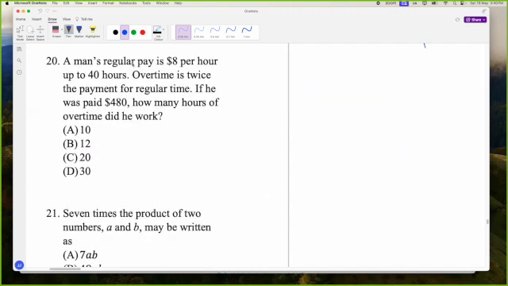A man's regular pay is $8 per hour up to 40 hours. All right? So 8 per hour times 40 hours. 4 8s are 32, right? So that's $320. $8 per hour for 40 hours. Okay.